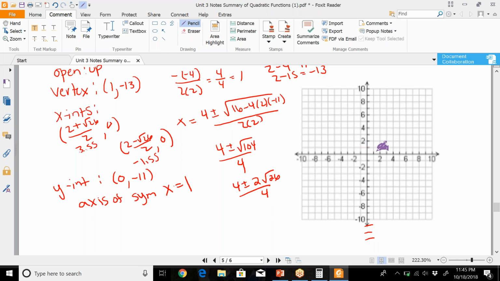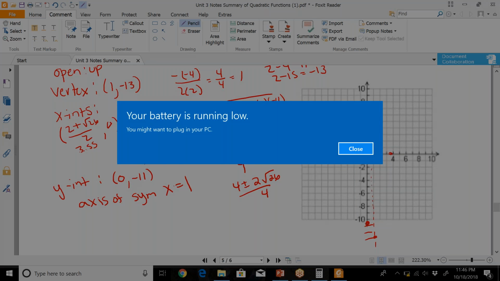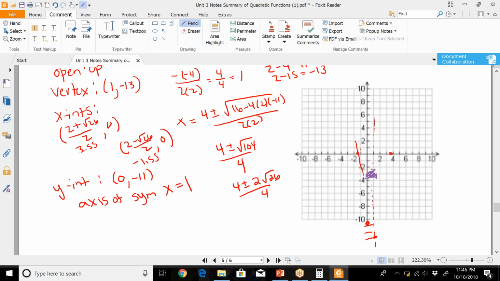So 1, negative 13 is down here. And 3.55 is about right here. Negative 1.55 is about right here. And negative 11 is the other y-intercept. This one's a little bit easier to map out the axis of symmetry. That's x equals 1. So we notice the graph is going to have symmetry across the vertex point. And again, my pen's not letting me draw these very nicely, but you get the general gist.